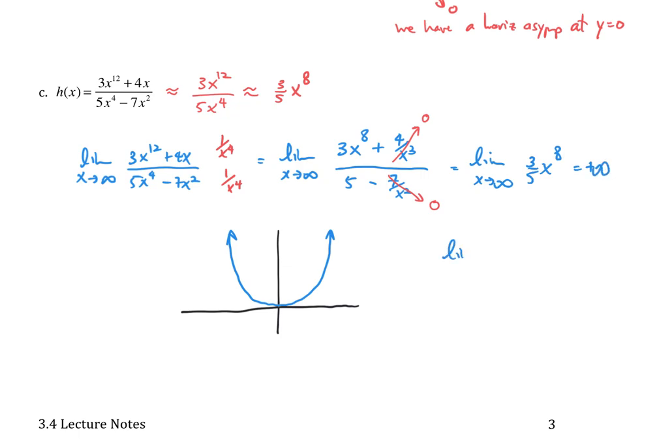Similarly, if I took the limit as x goes to negative infinity of my function h of x, this is going to give me positive infinity as well, because again, the leading term is this U-shaped object over here. Let me highlight each of these answers. In this case, we have infinite limits for our end behavior.